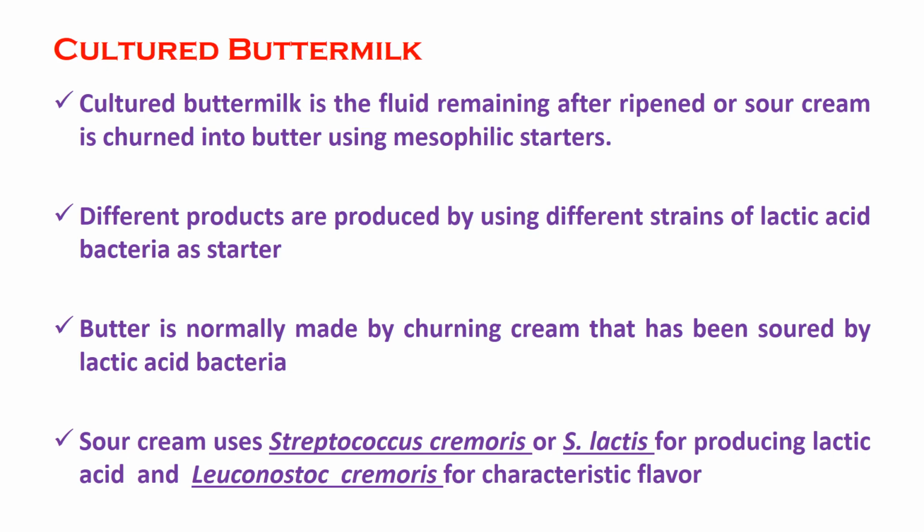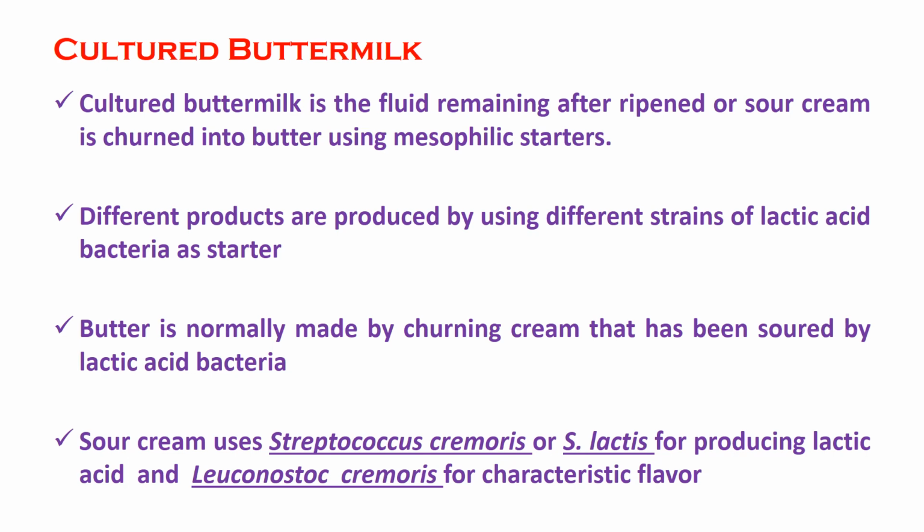Now we will discuss cultured buttermilk. Cultured buttermilk means when the cream is specifically fermented with some starter culture, and from that we make butter, we get the buttermilk that is cultured buttermilk. Cultured buttermilk is the fluid remaining after ripened or sour cream is churned into butter using mesophilic starters. Different products are produced by using different strains of lactic acid bacteria as starter. Butter is normally made by churning cream that has been soured by lactic acid bacteria.